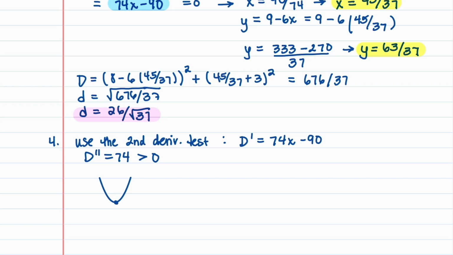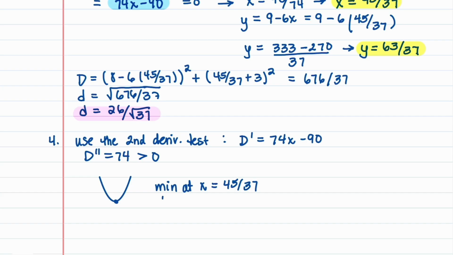This means that our function is concave up, and we have a minimum value. So let's write down that we have a min at x is equal to 45 over 37. And this tells us that our distance, little d, is equal to 26 over the square root of 37, is a minimum. And we'll highlight that.